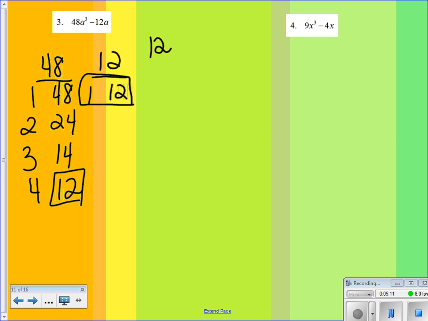If you look at both terms, here I have an a cubed and an a, so I know I can factor out an a. So I'm going to divide each of those terms by 12a. When I do that, 48 divided by 12 is 4, and I'm left with a squared. 12a over 12a is 1. Now, students forget this a lot, but 1 is actually a perfect square. 1 times 1 is 1, so we can take the square root of 1.